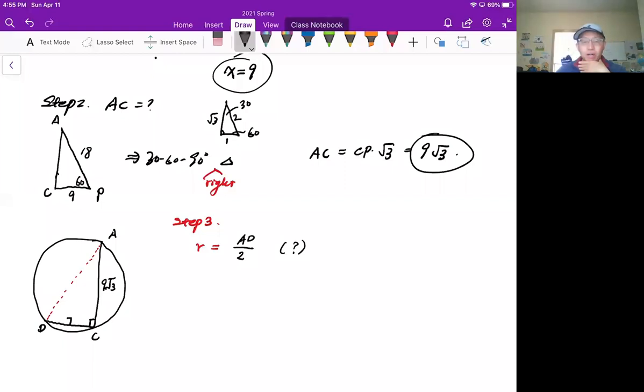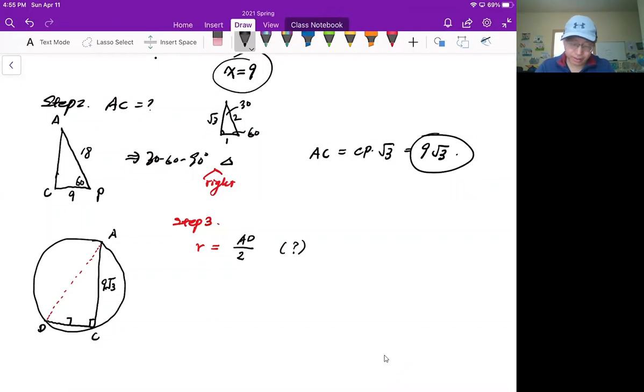Well, this is because some time ago we said that if you have a diameter, right? Suppose AD is the diameter, then take any other point on the circle and form a triangle. That triangle must be 90 degrees, that must be a right triangle. And this is just the opposite of that. So it is still true, right? Because if angle C is 90 degrees, then the arc AD is just 180. So that's just half of the circle. And therefore AD is a diameter.